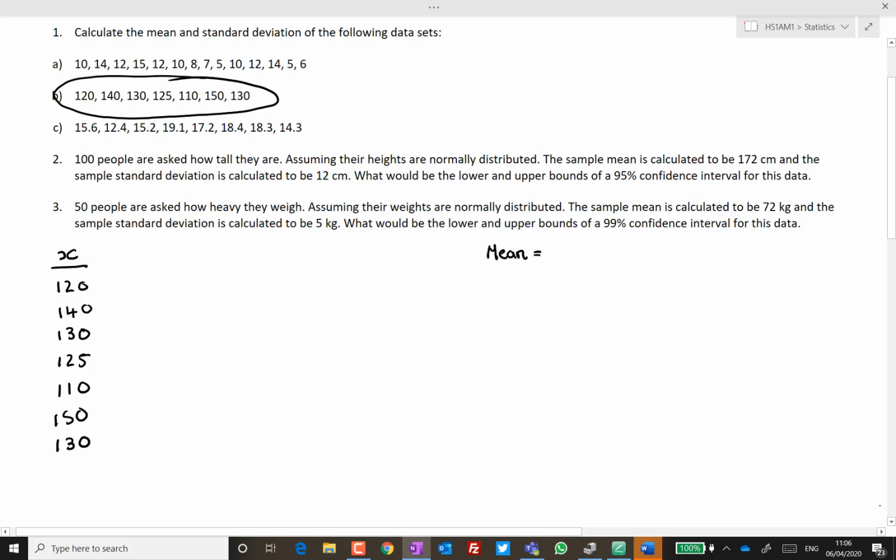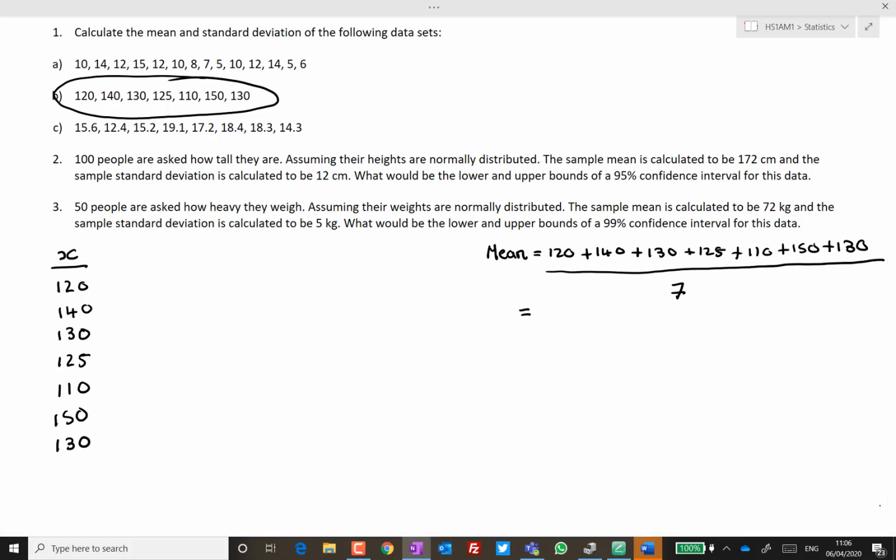So our mean is to add up all the values, plus 125, plus 110, plus 150, plus 130. And then divide by how many values there are, and there are 7 values there. So what we need to do is add them up and divide by how many we've got, and I've worked that out to be 129.29. So that's my mean value.